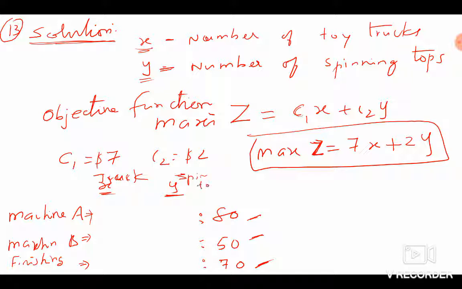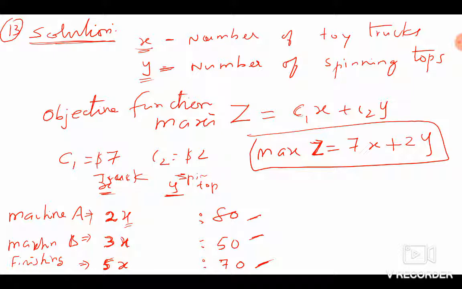Spinning top. So for X, you see the row in the table reads 2, 3, 5. So 2x, 3x, 5x. What does it mean? If 1 unit of toy truck needs to undergo 2 hours in machine A, 3 hours in machine B, 5 hours for finishing work, then x units of toy truck should undergo 2x hours under A, 3x hours under B, and 5x hours under finishing work by laborers.